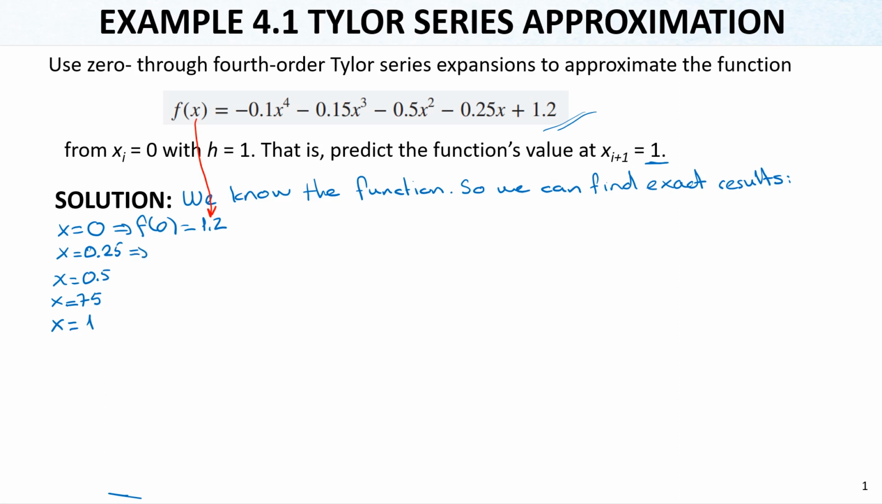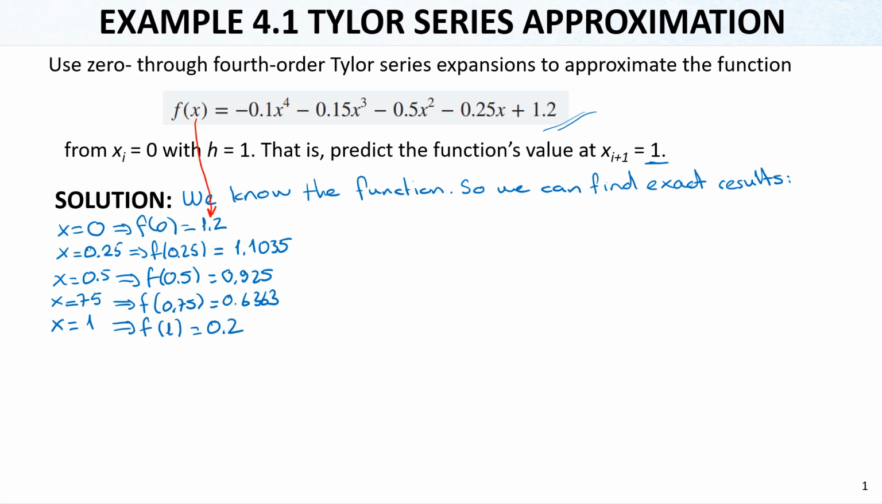So for this, f(0.25) is equivalent to, if we put x equals 0.25 into the function, it will give us 1.1035. For this one, f(0.5) is equivalent to 0.925. For this one, f(0.75) is equivalent to 0.6363, and for this one finally, f(1) is equivalent to 0.2. So these are the exact values, and maybe for these exact values we can plot the figure and see how the curve behaves.